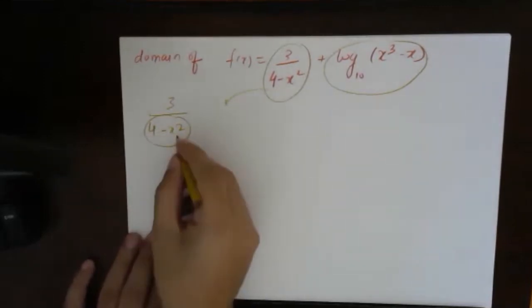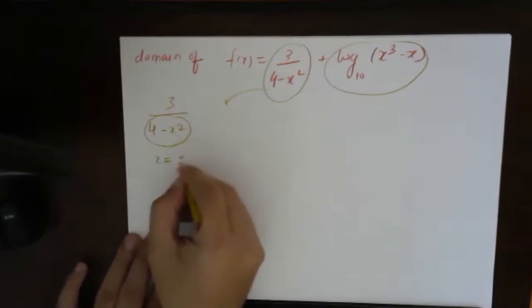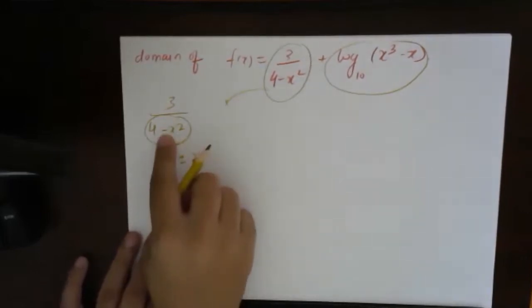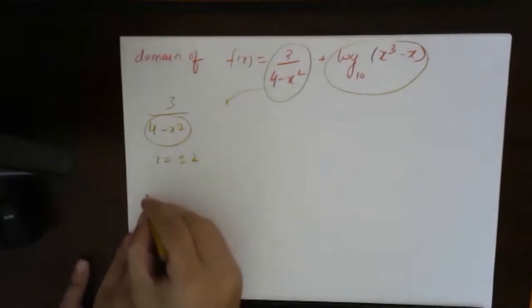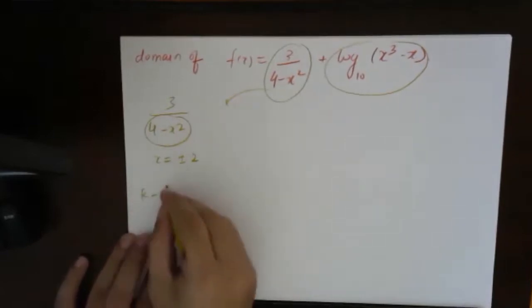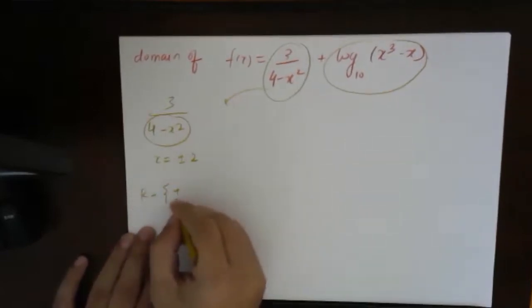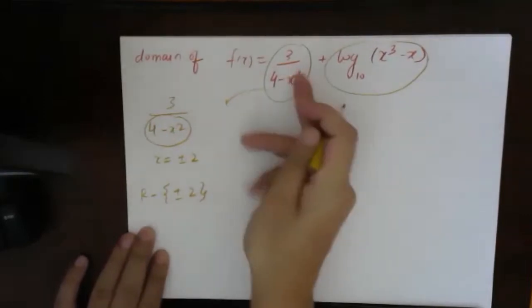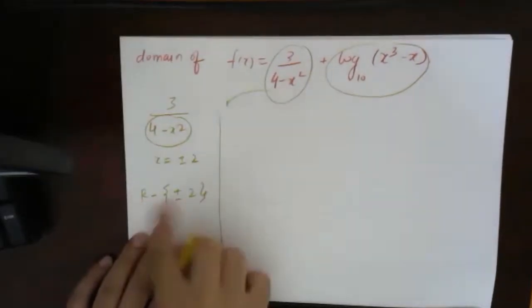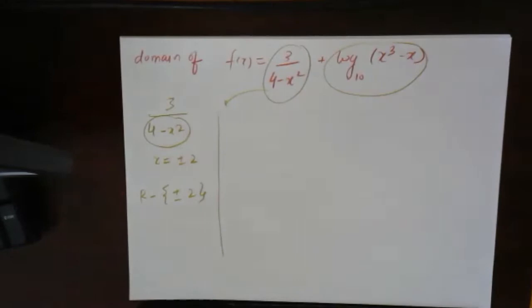So for x equals plus minus 2, the denominator will become 0, right? So that means we cannot take values of x as plus or minus 2. So for the left part, the domain is R minus plus minus 2. Okay. Now let's look at the right side.